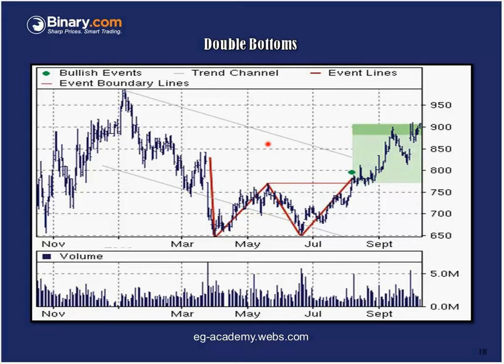The double top is the bearish counterpart, marking the topping out of an uptrend and the initiation of a downtrend.